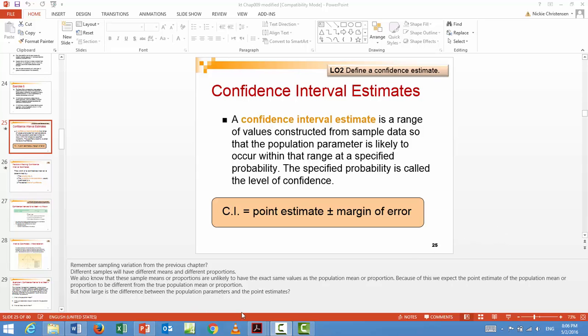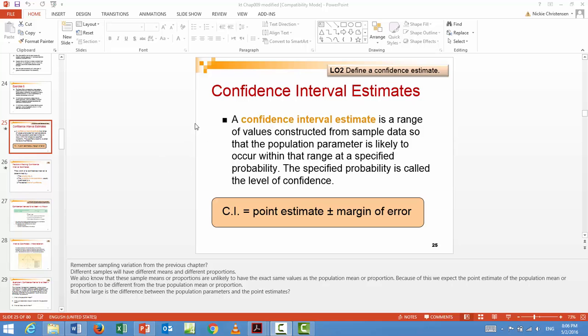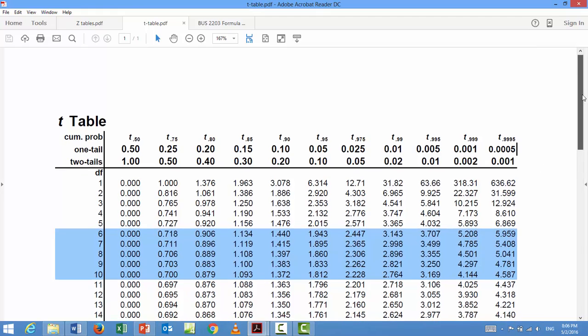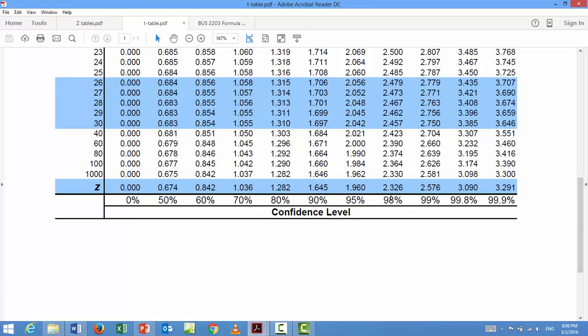Okay, this video is going to be about how to use the t-table for confidence intervals. I gave out the t-table with your confidence interval packet. It's quite simple using it for confidence interval problems that use the z-distribution.